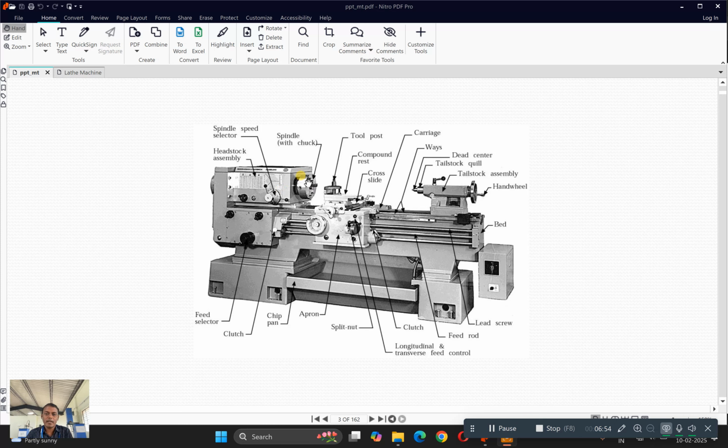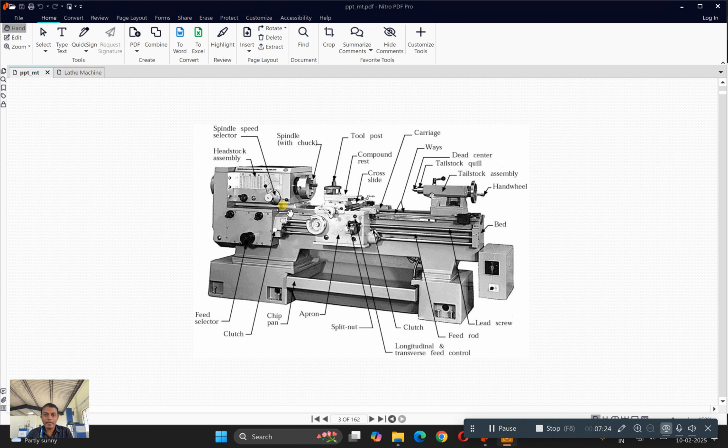There are various different types of chucks. There are 4-jaw chucks, 3-jaw self-centering chucks, magnetic chucks, etc. This chuck is the place where we insert the raw material. It may be cylindrical or even some square shaped materials can also be inserted. So this is the chuck, and this particular portion is called the carriage.